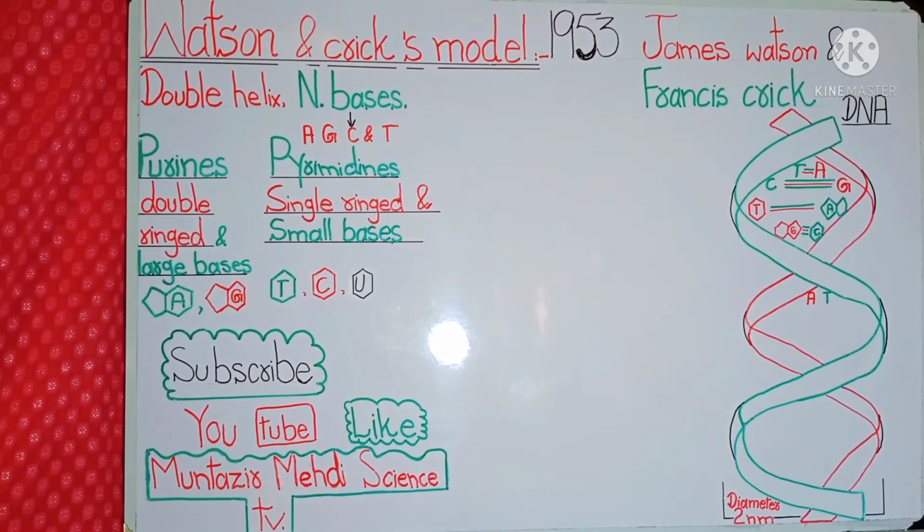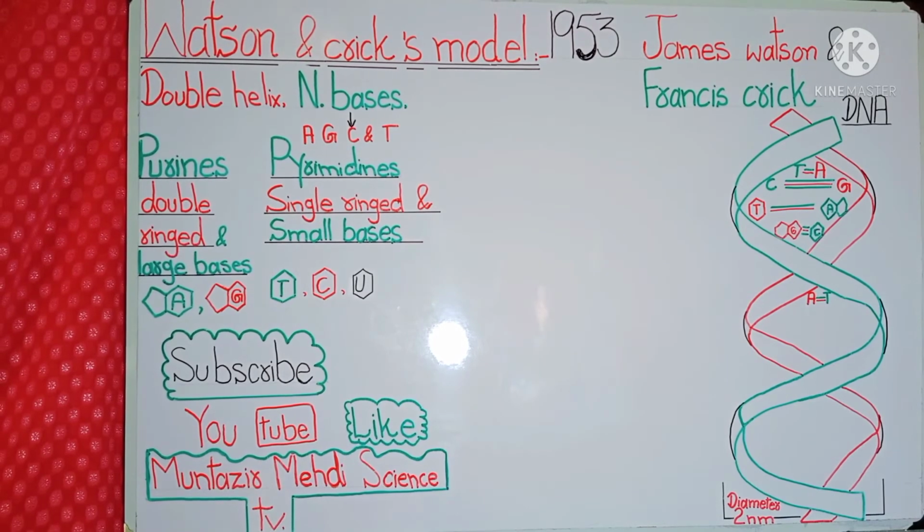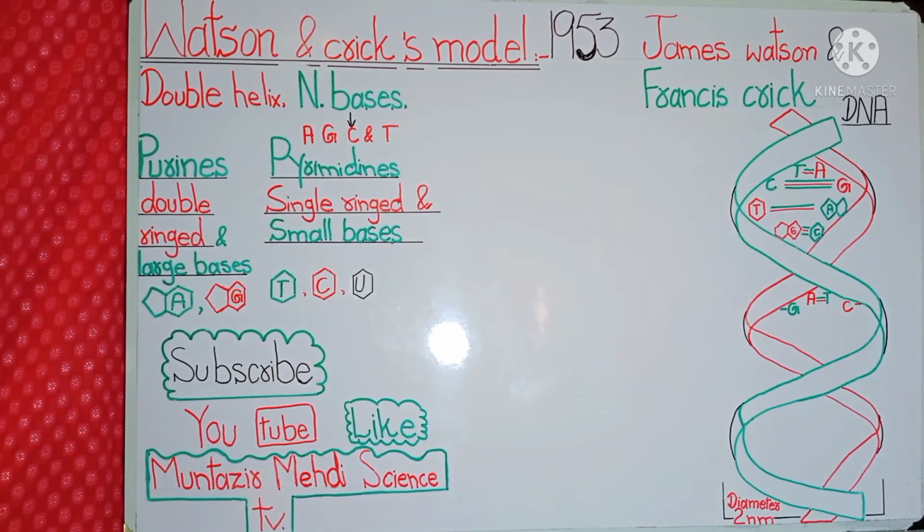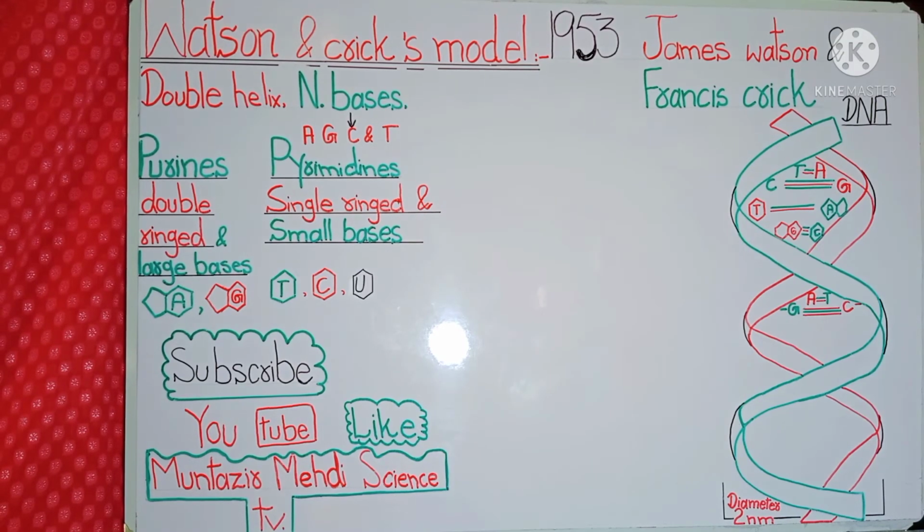So in between both of these nitrogenous bases A and T, there is a hydrogen bond. These two lines show the hydrogen bond that is present between adenine and thymine. Similarly, in between guanine and cytosine, there is also a hydrogen bond. These three lines show three hydrogen bonds that are present between guanine and cytosine.